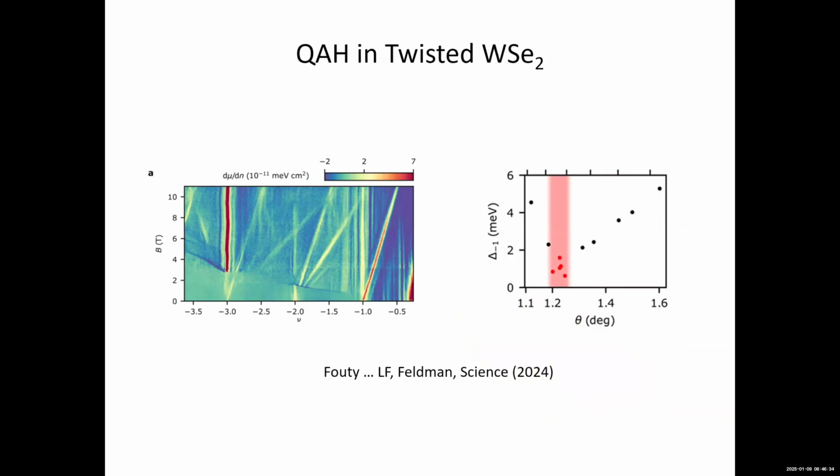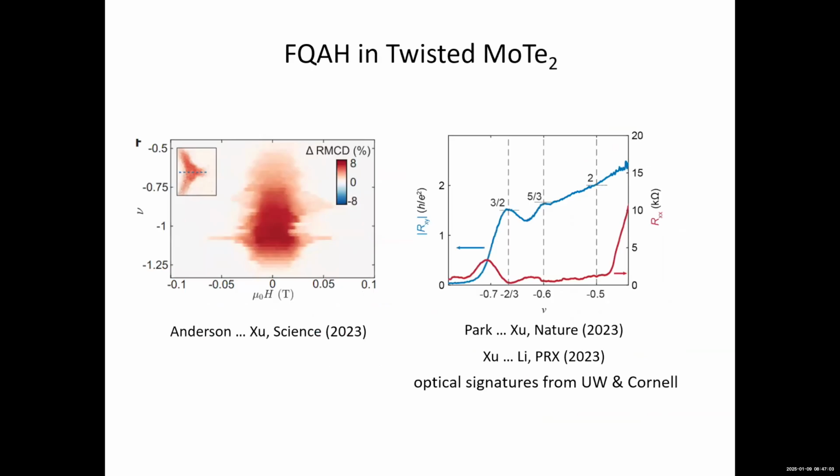So experiments came 3 years later. This work from Feldman's group showed that in twisted WSe2, the compressibility measurement measures the gap as a function of magnetic field and density. You see these straight lines. So these lines tell you the Chern insulator states down to 0 magnetic field at a filling factor of 1. And this only occurs at a very small twist angle around 1.2 degrees, very close to the magic angle we identified.